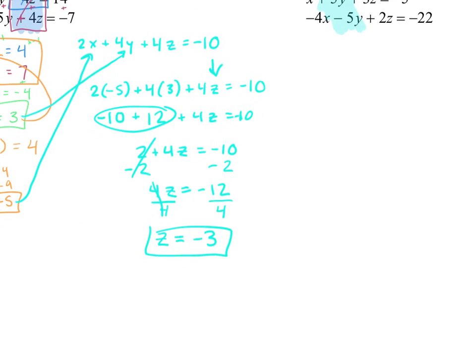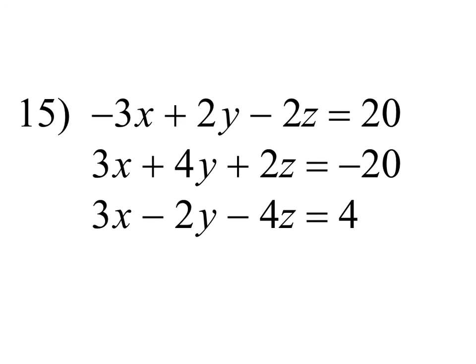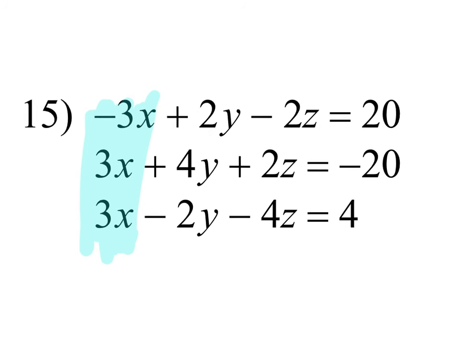What about for 15? What do you think would be the best to eliminate? X. Awesome. So x would be the best to eliminate first. Again, you don't have to pick it to eliminate first, but it is going to be easier and less steps if you use the one that's already the same numbers.